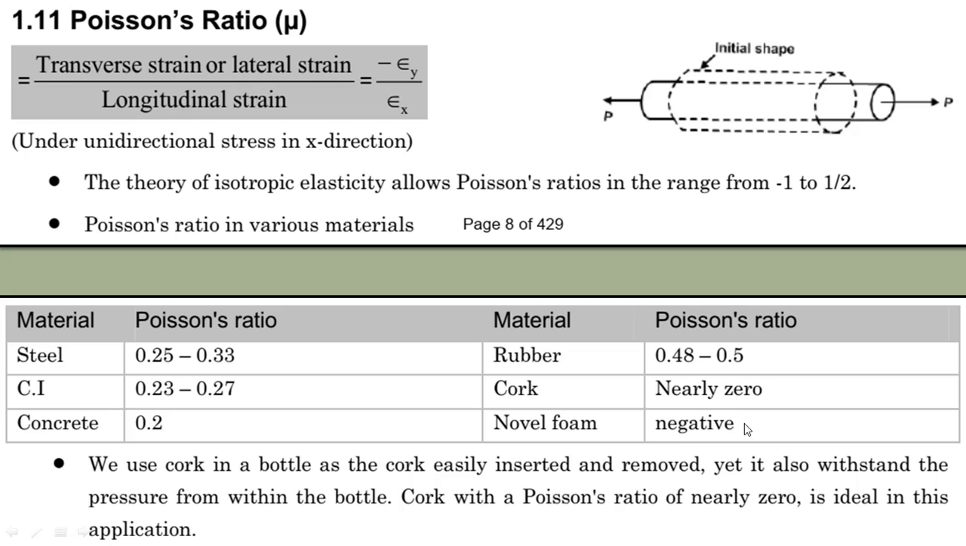We use cork in a bottle as the cork is easily inserted and removed. It also withstands the pressure from within the bottle. Cork with a Poisson ratio of nearly 0 is ideal in this application. So cork is an ideal material where Poisson's ratio is 0 because lateral strain and longitudinal strain will be 0. So there is no change in dimension after application of force. That is the cork material.